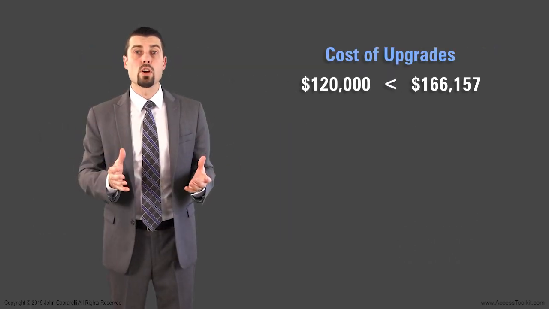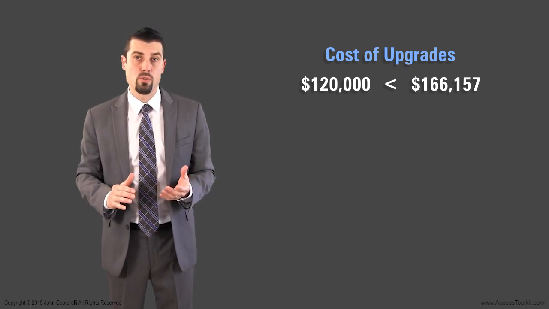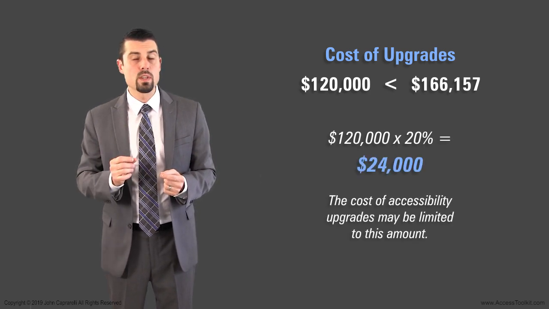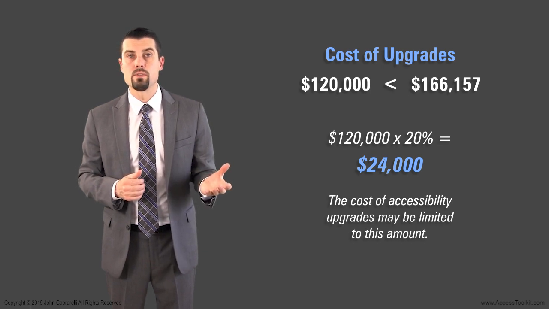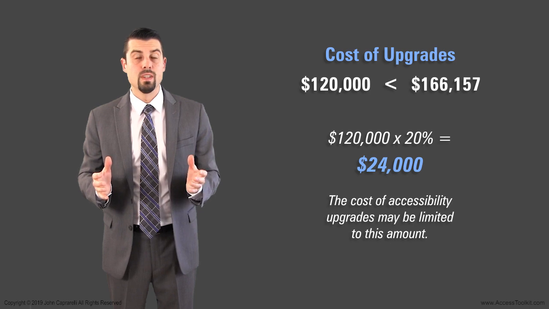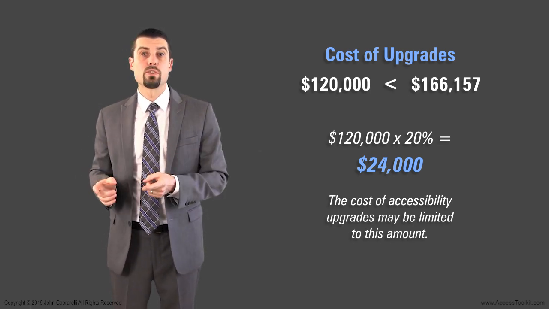Since the adjusted construction cost of our example project is below the current valuation threshold, the cost of accessibility upgrades may be limited to 20% of the adjusted construction cost, or in this case, $24,000. This is enough to bring our project into compliance with current code. Now, let's incorporate the accessibility upgrades into the project's design.